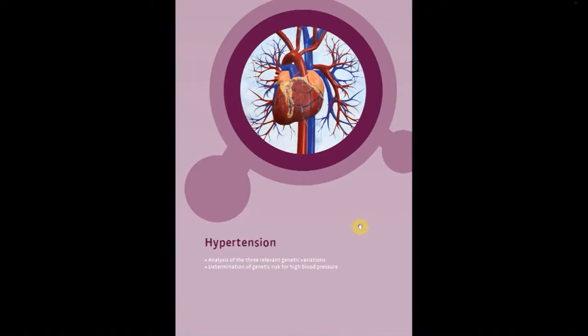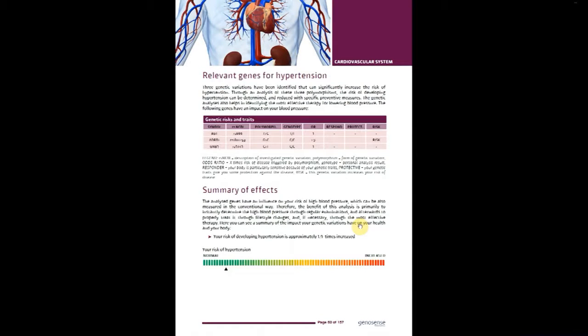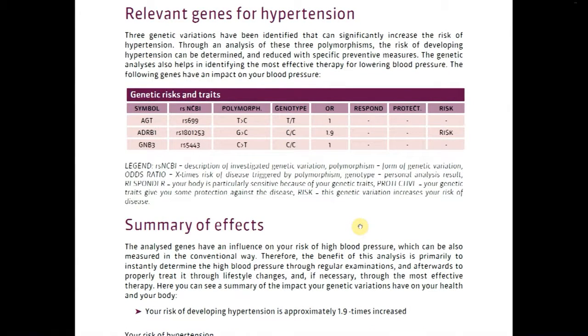And the next thing is hypertension. This is basically high blood pressure. Again, some background information you can look into. Here we're testing 3 genes. And here, now we come to the odds ratio. Again, this is the gene, this is the catalog number of the genetic variation, this is your genetic result. And here we see the odds ratio. And you see here an odds ratio of 1.9. This means it's a 1.9-fold risk compared to a person with other genes.